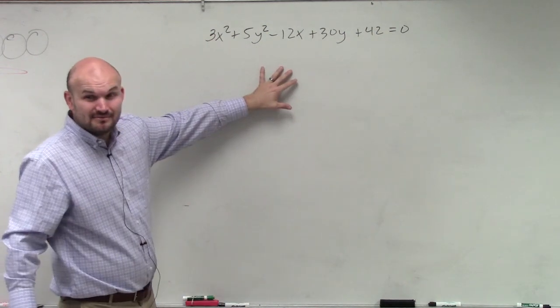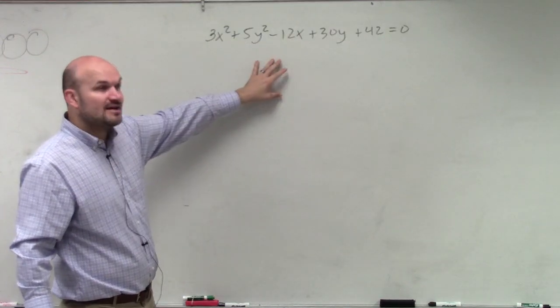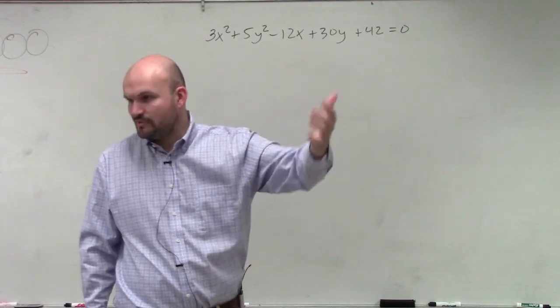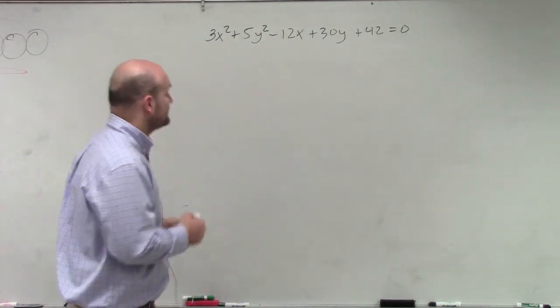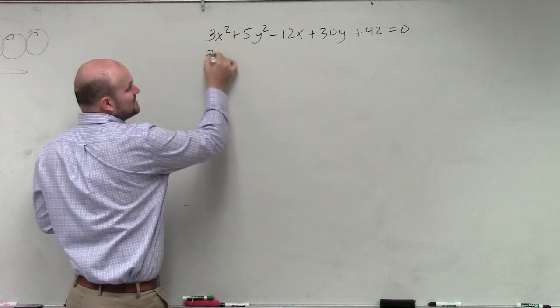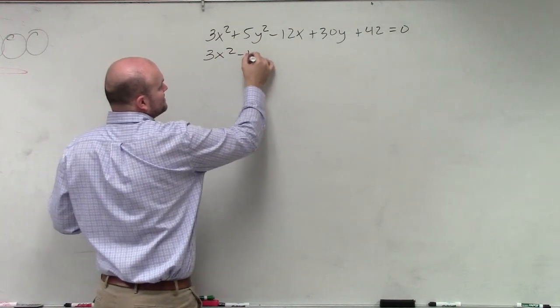This is not in that format, though. So what we need to do is get it in that format. To create a binomial squared, we have to complete the square. First thing we want to do is group the x's with the x's and the y's with the y's.